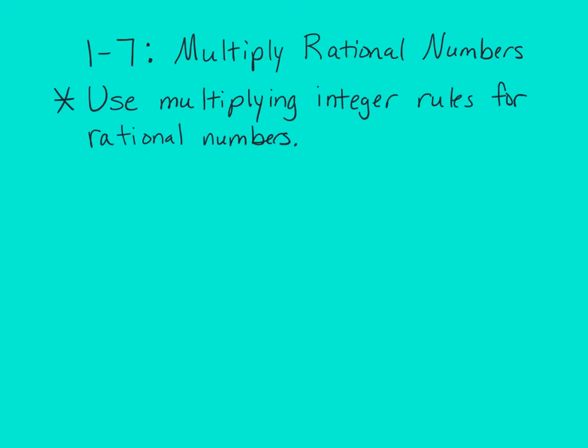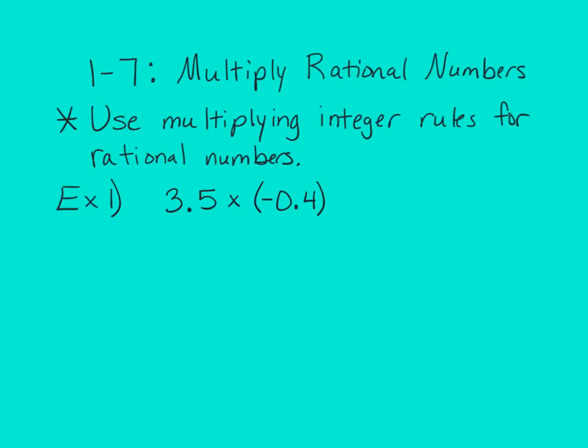We're using the same rules for multiplying integers to multiply rational numbers. So remember, if you have two numbers that are the same sign, when you multiply, the answer is always positive. If you have two numbers that are different signs, when you multiply, the product is negative.